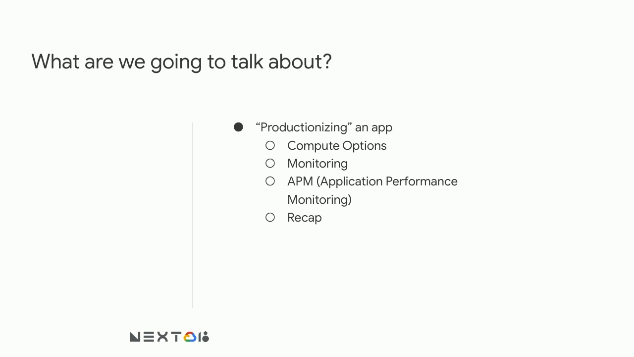So what's this talk about? The title is decidedly vague. This talk is about productionizing an application. We're going to talk about your compute options on GCP. We're going to talk about monitoring, application performance monitoring specifically. And then at the very end, there's going to be a recap. We're going to give all the information again so that you can see it twice.